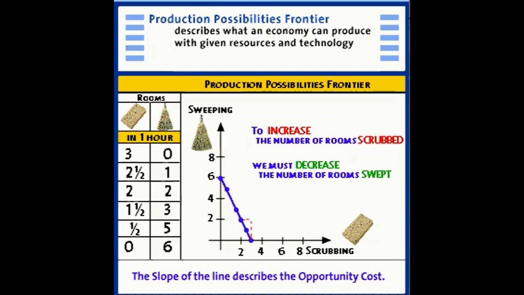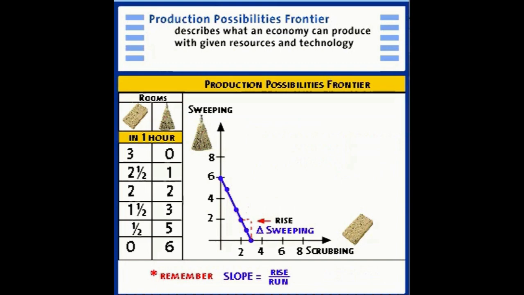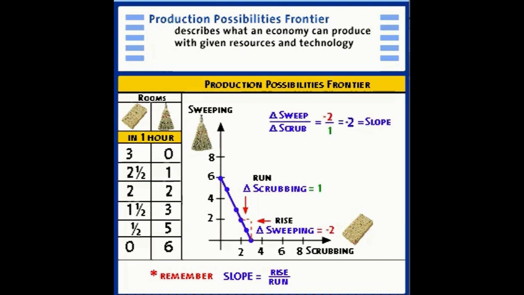So the rise, which in this case would be a change in Bernie's sweeping, a reduction in the amount of sweeping that Bernie is able to do, over the run, which would be the increase in scrubbing, is the slope of the production possibility frontier. In this case, in order to have a change in scrubbing equal to 1 room, we get a change in sweeping equal to -2 rooms. For every room that Bernie scrubs, he gives up 2 rooms that he could have swept. The slope of this line is -2, and it's the opportunity cost of scrubbing for Bernie, measured in terms of the sweeping that he can't do.